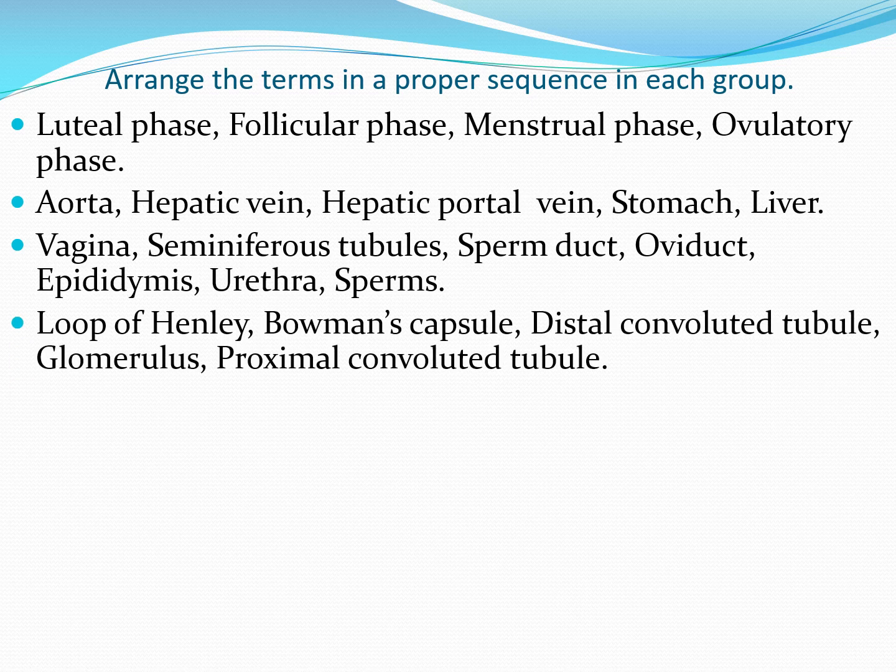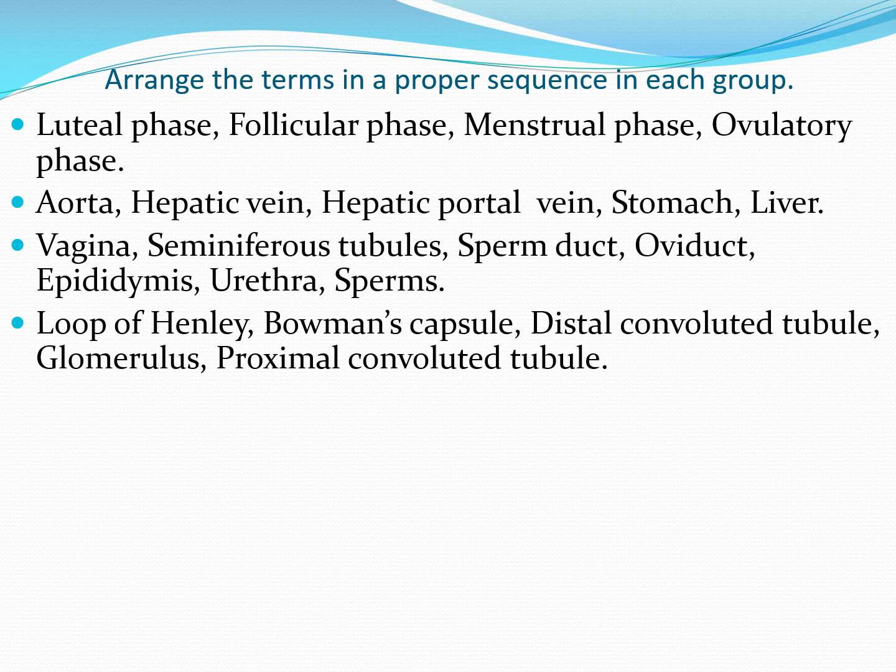Next, loop of Henle, Bowman's capsule, distal convoluted tubule, glomerulus, and proximal convoluted tubule. It shows the flow of filtrate in nephron during urine formation. So first it is glomerulus. From glomerulus the filtrate will enter into Bowman's capsule.